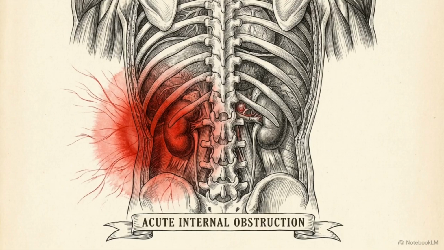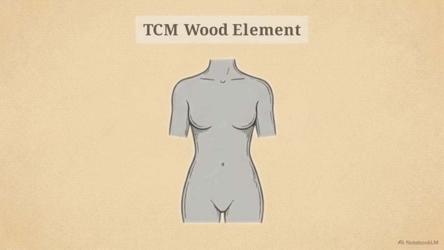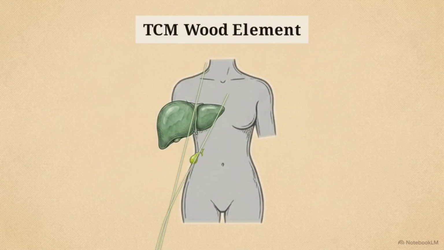Colicky flank pain serves as a physical alarm. It signals a need for protocols that move qi and drain the water pathway immediately. The logic shifts when we move to the biliary system. Here, the Western hepatic organs are mapped onto the TCM wood element.